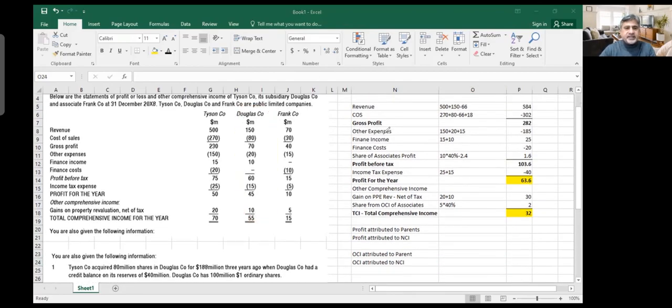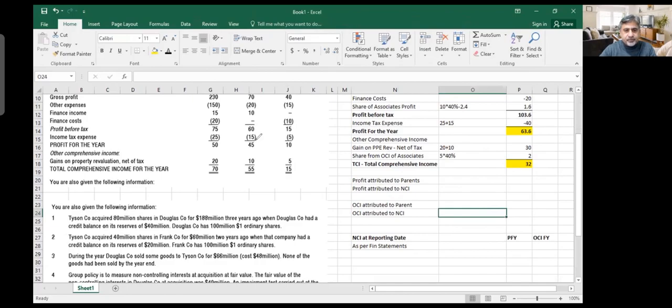And from here, I can see that profit here is 45 if you pay attention. And the total comprehensive income is 55, which means 45 plus 10, 55. So I will write down here, profit for the year is 45 and OCI, let me call it TCI. Total comprehensive income for the year is 55. So out of this 45 and 55, how much am I giving?